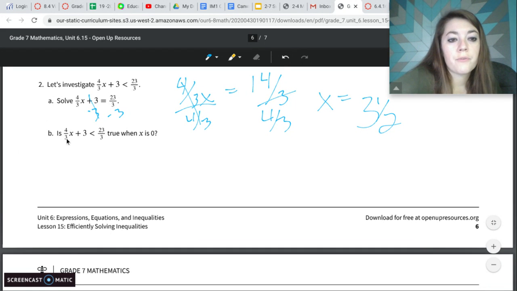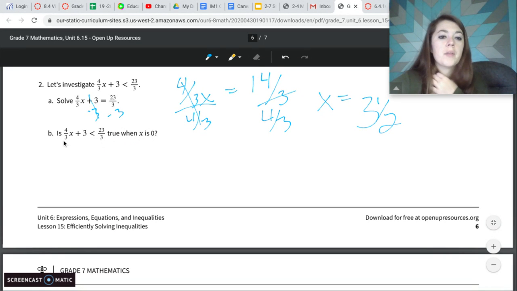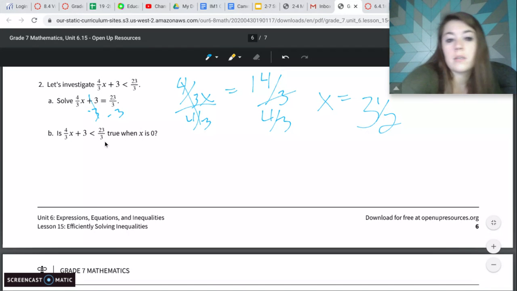So is 4/3 x plus 3 less than 23/3 when x is 0? If we plug in a 0, 0 plus 3, because 4/3 times 0 is 0. 0 plus 3 is 3, so is that less than 23/3? Yes, it is.